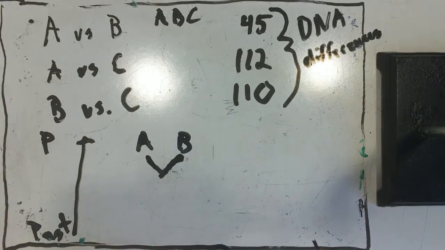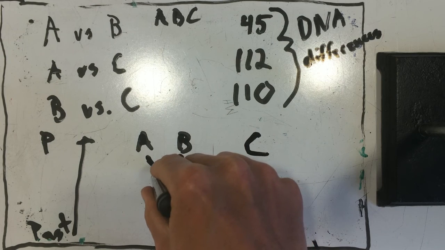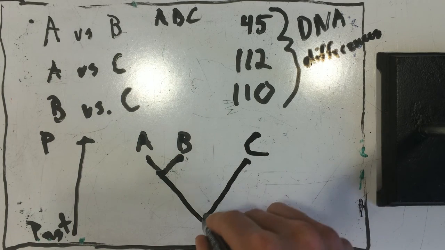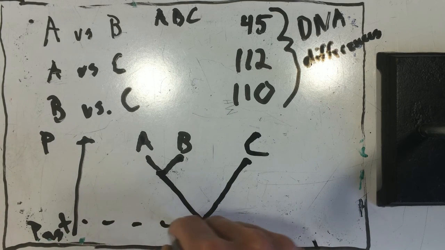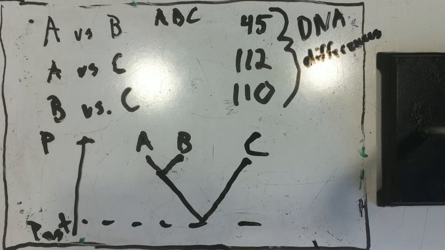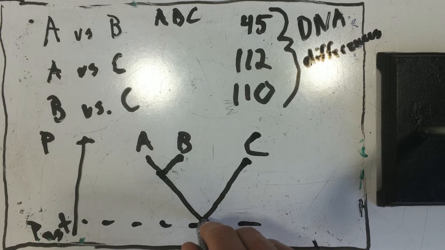Okay, now let's look at A and C. They have 112 differences. So A and C will obviously have a more distant common ancestor than A and B did. Right? A and C, they have a more distant common ancestor. Now finally, for the sake of solidarity, let's look at B versus C. B versus C has a very similar DNA difference profile to A and C, suggesting that B and C also shared a common ancestor about this far back. Right? So that's how you can use DNA differences to discern evolutionary relationships.